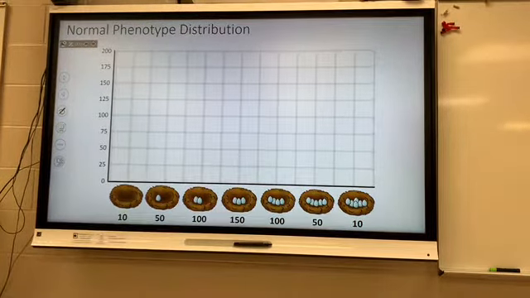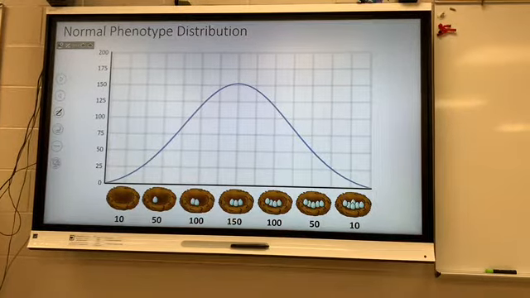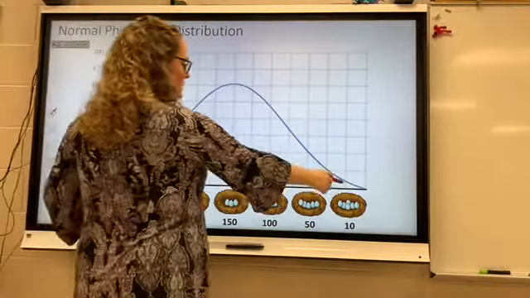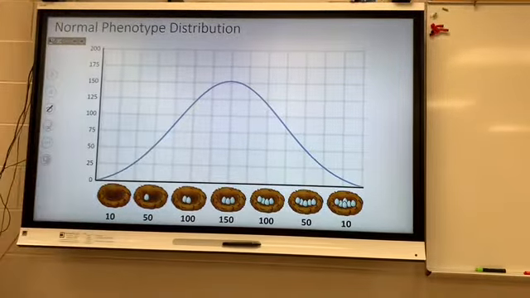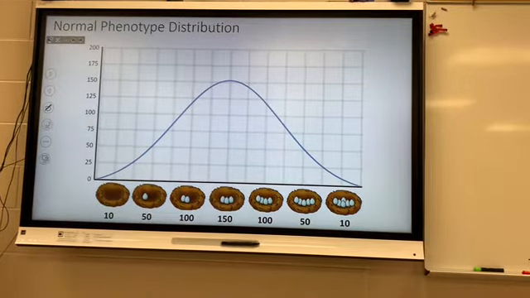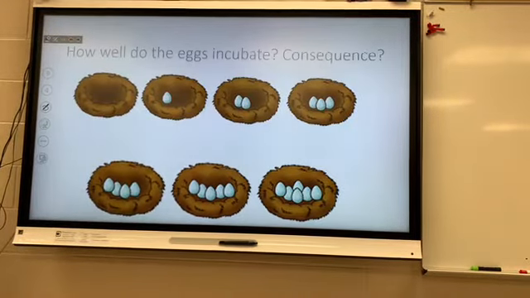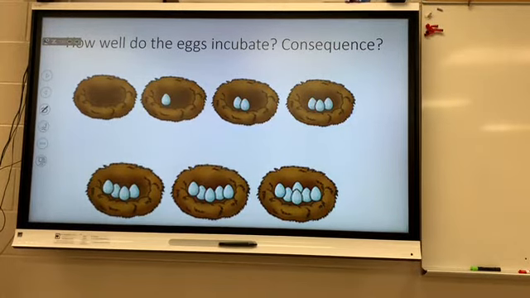So, normal distribution, okay? That's what we expect to see happen. We would see a normal distribution of how many birds. All right, very few lay 0, very few lay 6. The majority right there about in the middle. Now, this is called a stabilizing distribution. Let's analyze. How well do the eggs incubate?